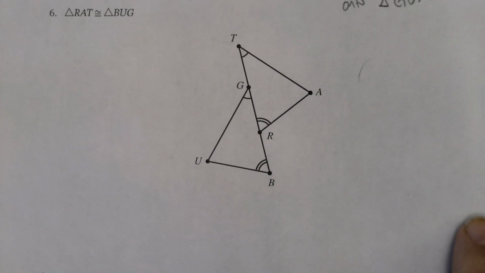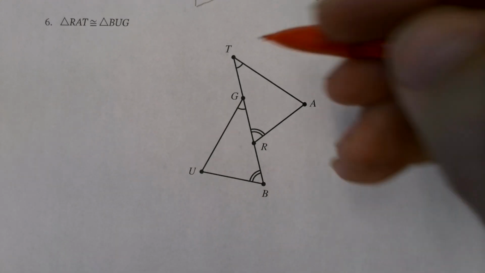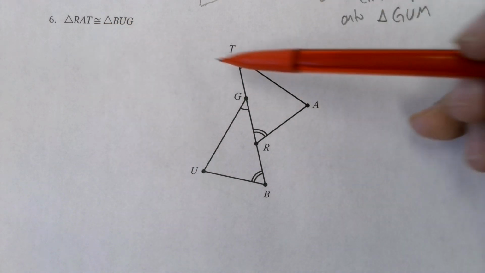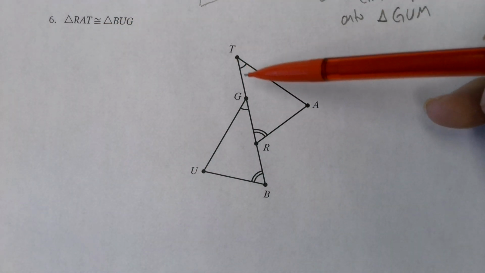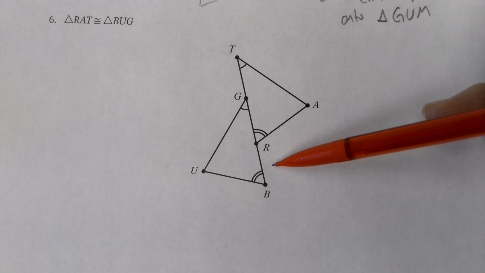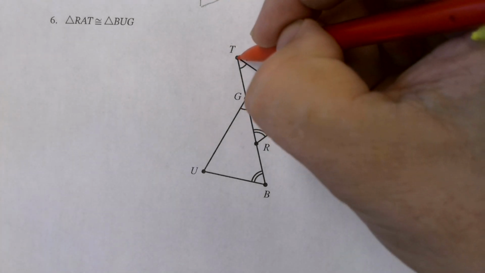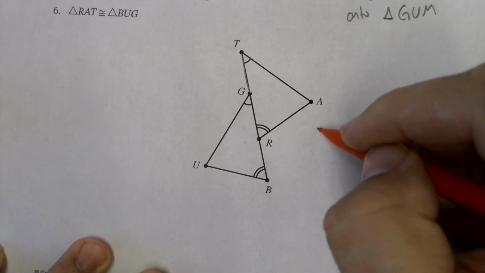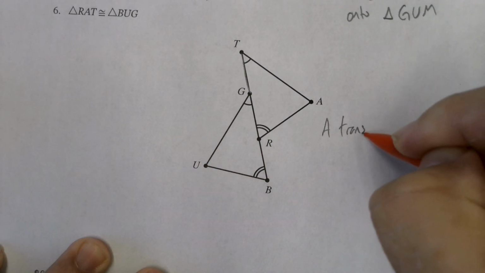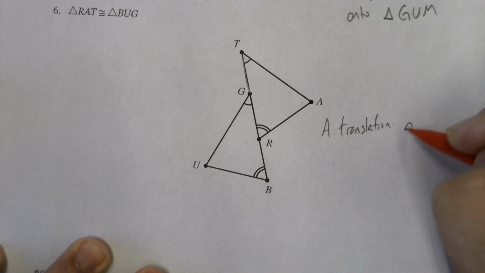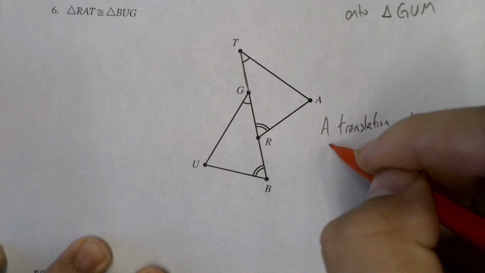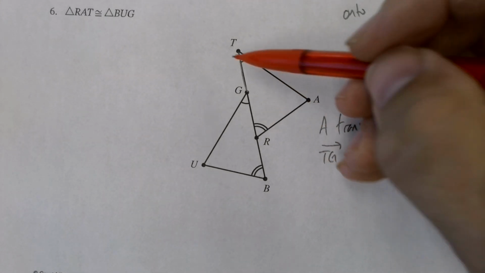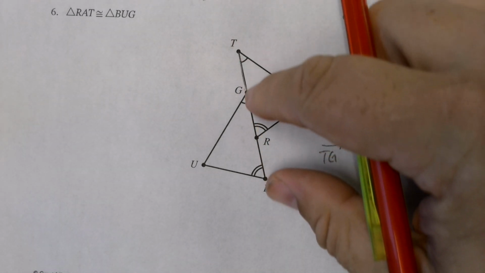Number 6. What I'm going to do here is I'm going to again try to match up my points. If I look here, I'm saying, oh, I just need to slide this down. Well, I could translate from T to G. So we would say a translation along TG. So that's going to map this up. That's going to slide everything down.